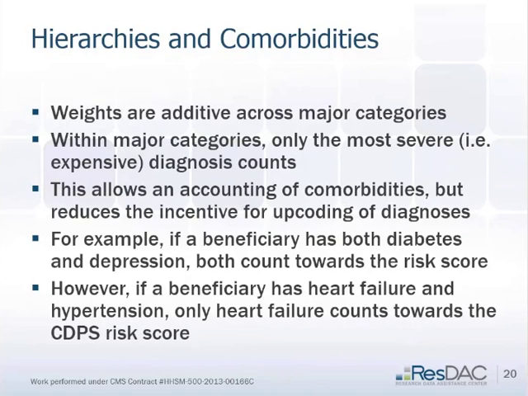So weights are additive across major categories. You could have, say, cardiovascular disease and diabetes, and they would both count. Psychiatric and diabetes and so on. But you couldn't count multiple psychiatric categories or multiple cardiovascular categories.